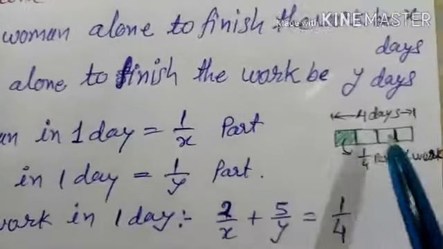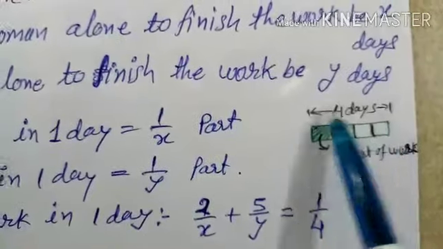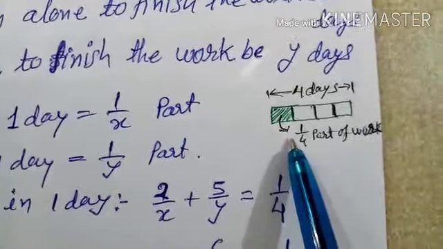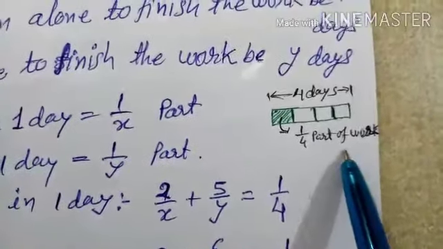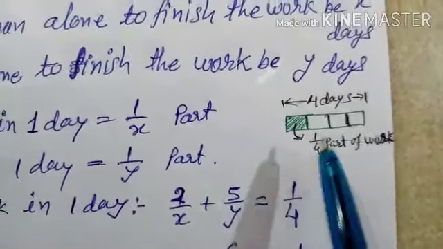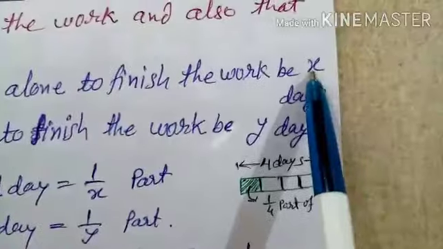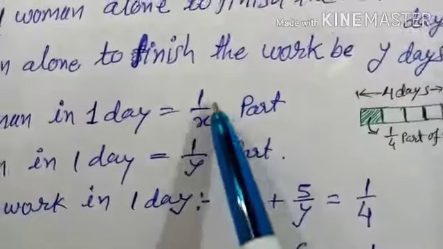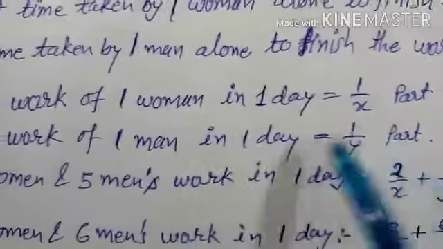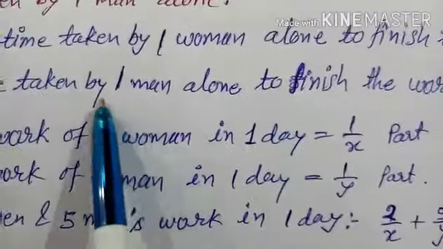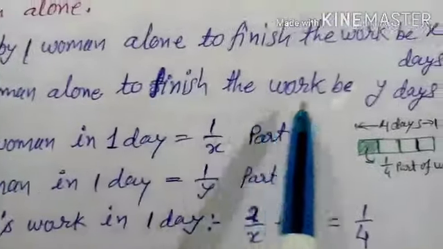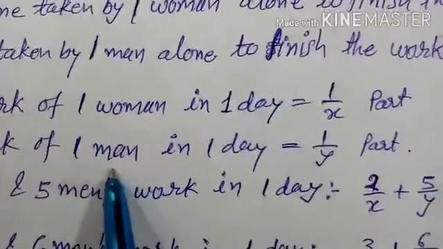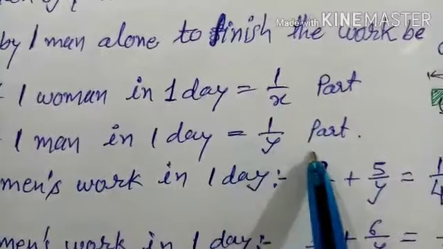Suppose this is the work which is completed in 4 days. So in one day, only 1 upon 4th part of the work will be done. Same as if she finishes the work in X days, the work done in one day is only 1 upon X part. Same as a man can finish this work in Y days. So in one day, the work done by a man is only 1 upon Y part.